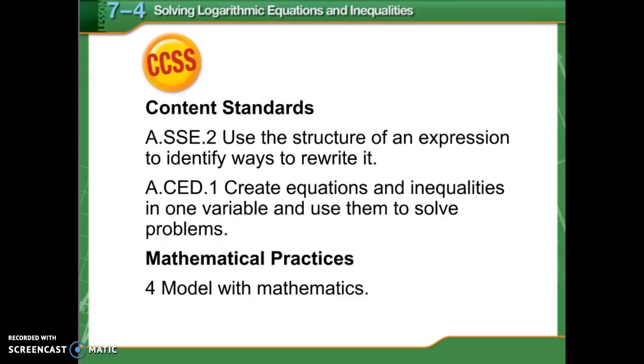Okay, this is the Unit 3 Lesson 4 video. We're in Chapter 7, Section 4 in the textbook, and we're talking about solving logarithmic equations and inequalities. The content standards that we're going to look at in this lesson are using the structure of an expression to identify ways to rewrite it, and creating equations and inequalities in one variable and using them to solve problems. Our mathematical practice that we're going to be focusing on is modeling with mathematics.